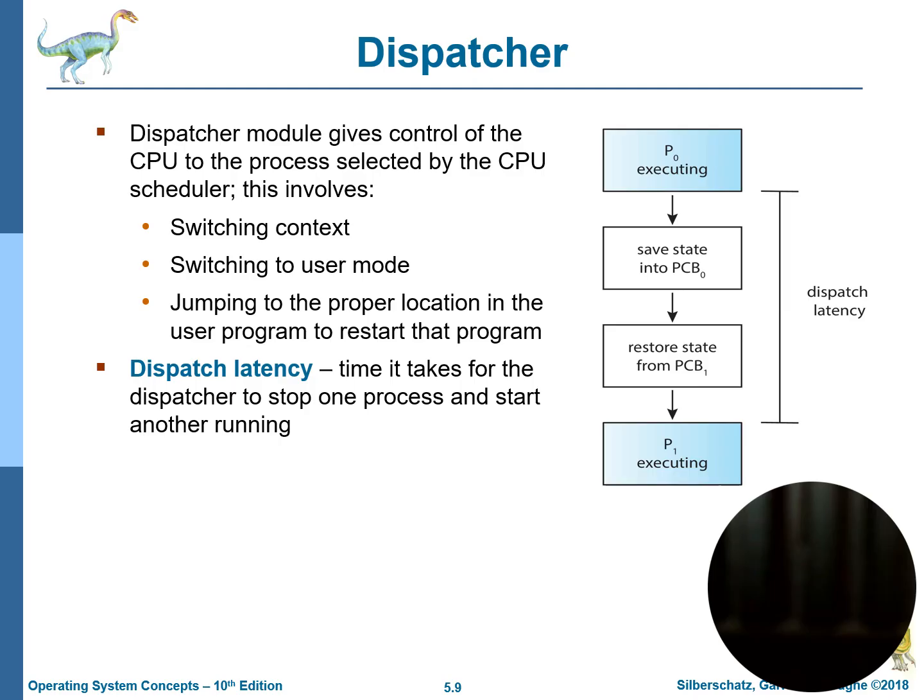A dispatcher module gives control of the CPU to the process selected by the CPU scheduler. It involves switching the context, then switching to user mode, and jumping to the proper location in the user program to restart that program. So you still remember the concept of context switch we talked about in the previous lesson. This is exactly what we are talking about here: a dispatcher is responsible for the context switch, for switching and interleaving the programs within the CPU.